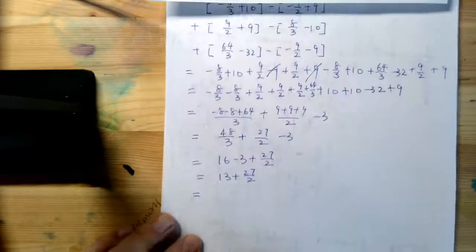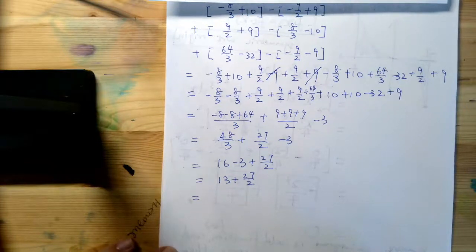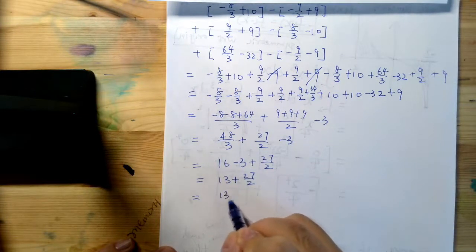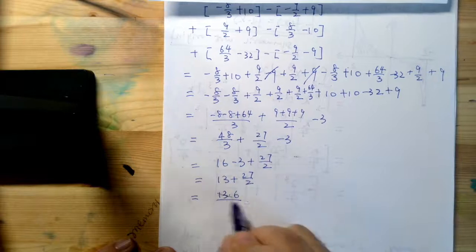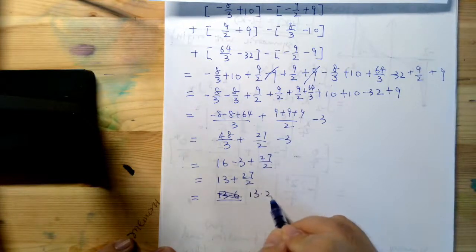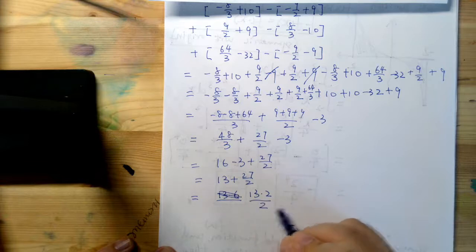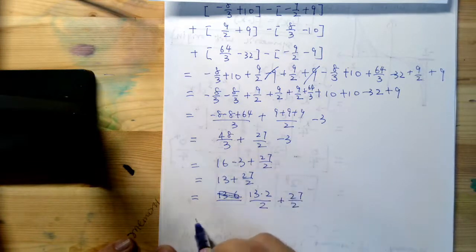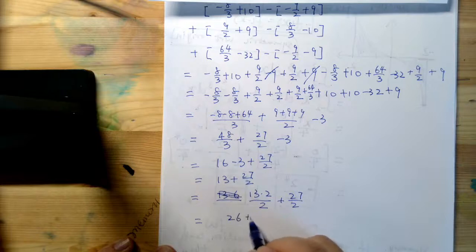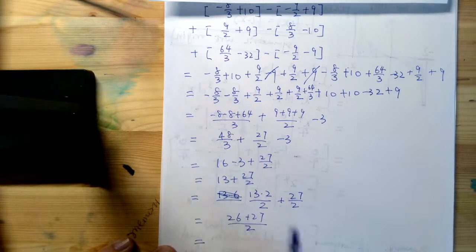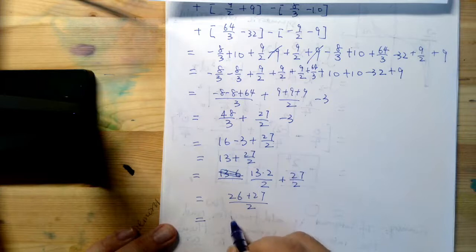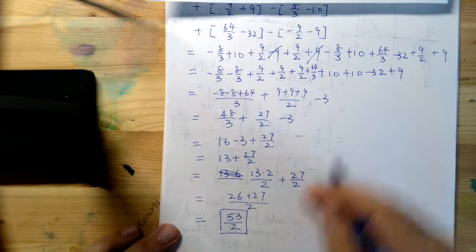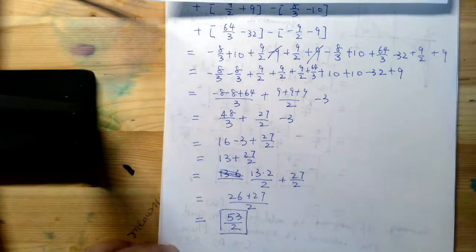Let's make it a single rational. 13 times 2 over 2 plus 27 over 2, so it's 26 plus 27 over 2. It turns out the final answer for this is 53 over 2. So basically it's just a calculation problem.